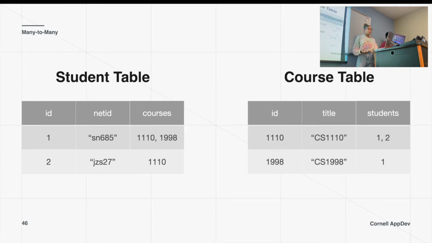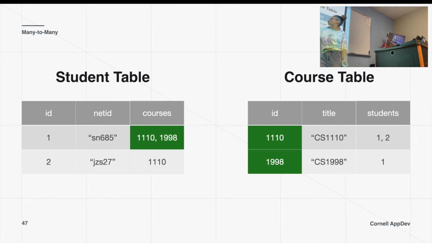We'll now touch on a different implementation of relating users to courses. We now have a list of IDs. In this example, for Shungo, the list of courses is 1110 and 1998. These are the IDs of courses that he's in. Then if we go to our courses table, those IDs relate to CS 1110 and CS 1998.